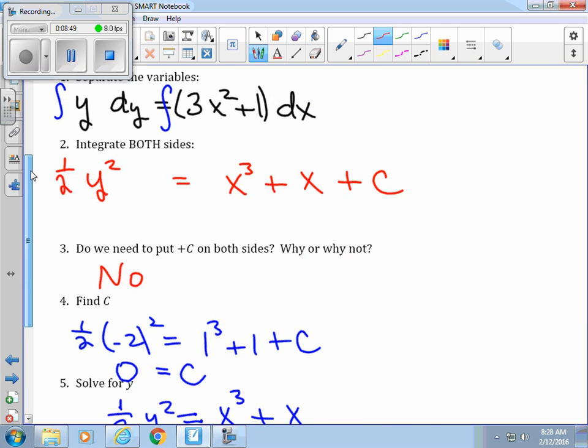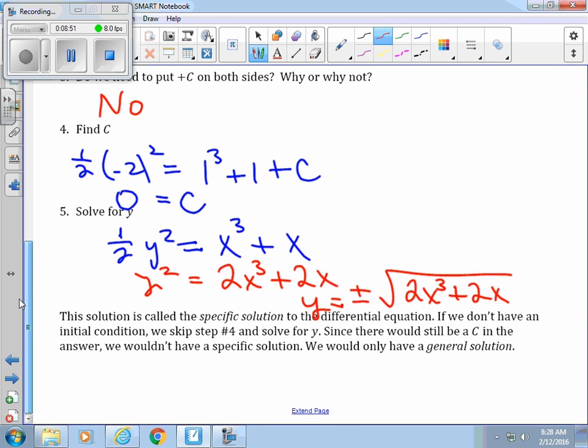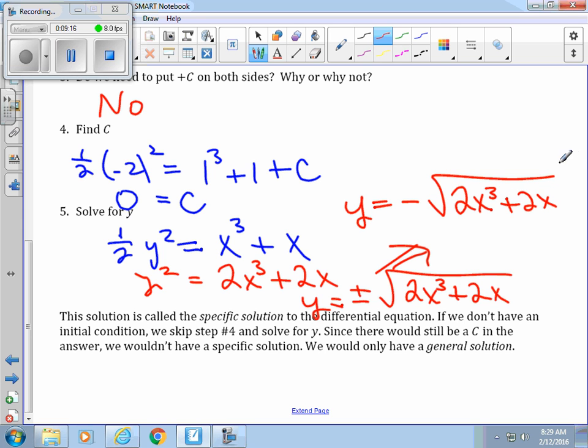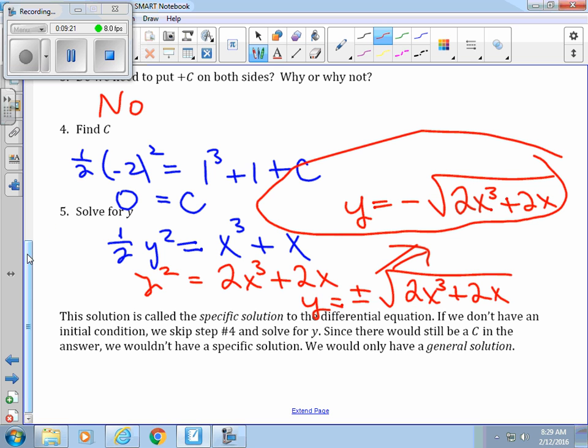Remember, I was going through the point 1, -2, correct? Which one would give me a -2, the plus or the minus, when I plug in 1 for x? The negative? Does everyone agree? So, the solution to the differential equation is a function and it is the one with a negative. This solution is what's called the specific solution to a differential equation.